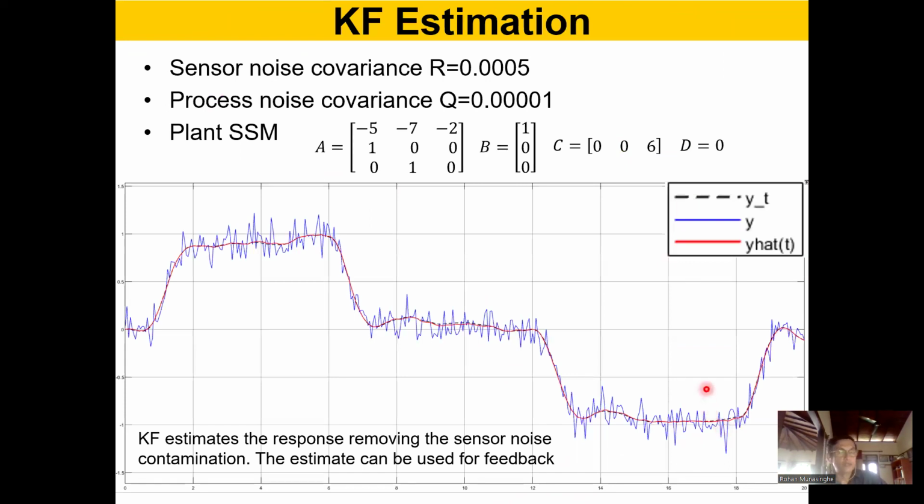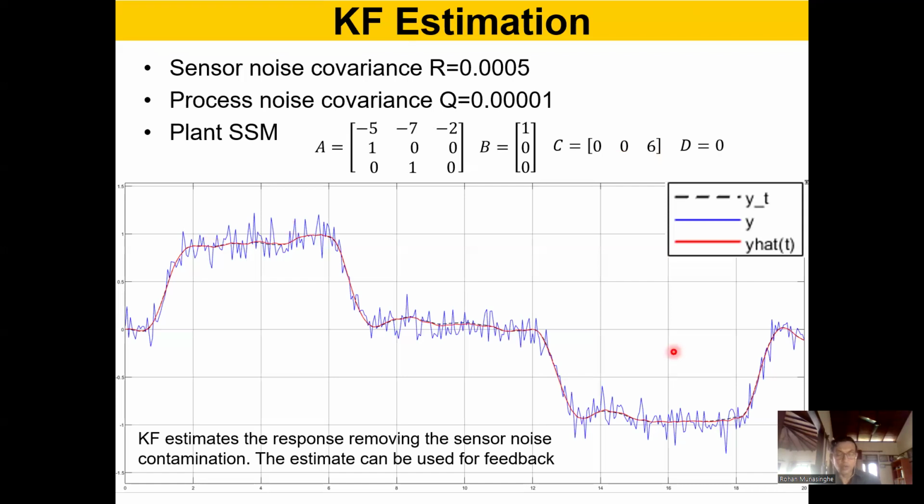Now this is the result, right? If you use the Kalman filter in the simulation, you generate this black dash line as YT. This is the true response. You can barely see it over here, the black dash line. That is the true response, right? And then you connect the sensor and you add the sensor noise. Then you read it as Y. You can see the blue one is the noisy response. Can you see that?